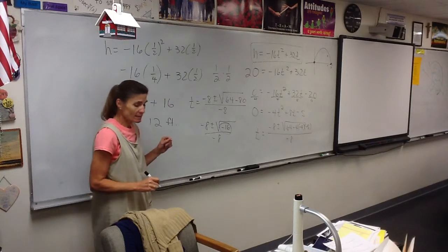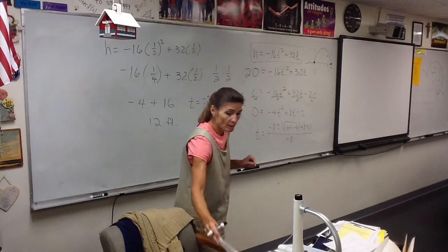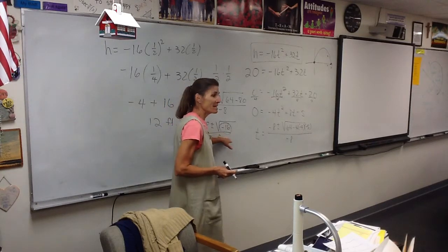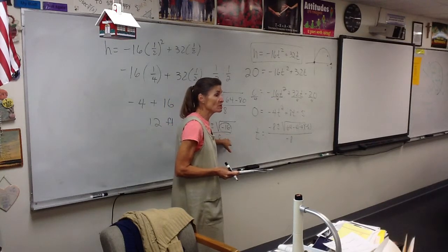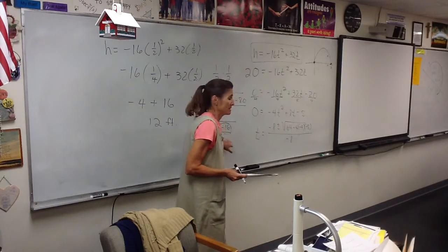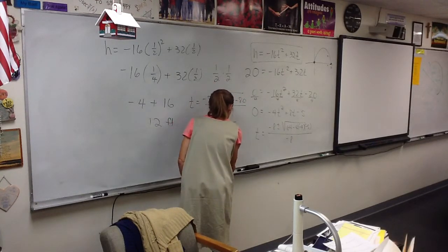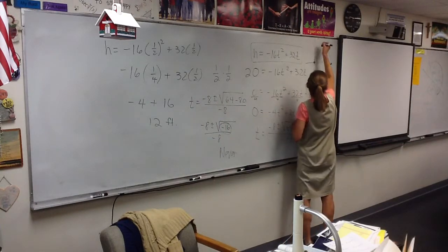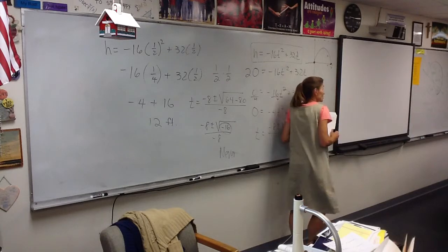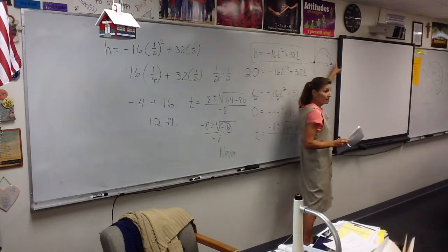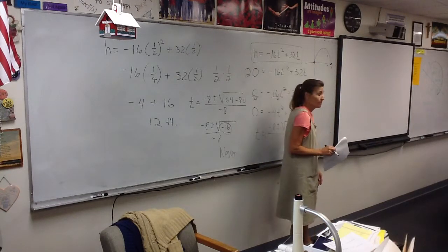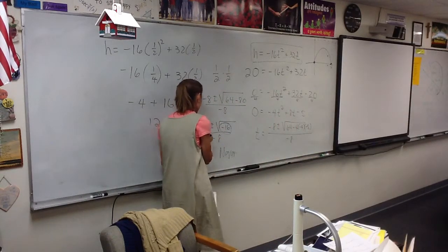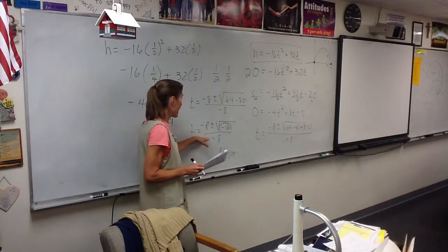Okay, now wait, let's go back to the problem. Imaginary. When will it be 20 feet high? At an imaginary time, right? Which means what? No solution. It never gets that high. When we threw this ball up into the air, up here is 20 feet, and guess what? It never got that high. Why? Because we got an imaginary time. Time can't be imaginary, but that's what happened.